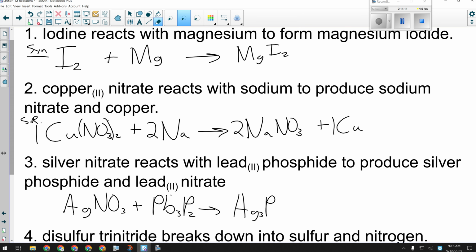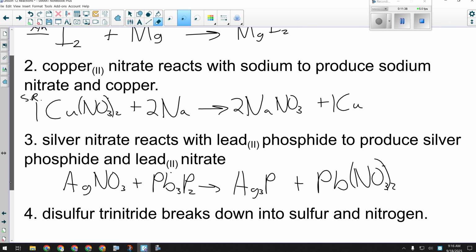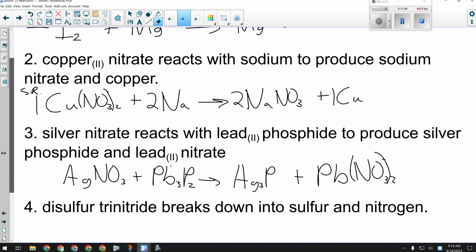And lead(II) nitrate. So Pb, that's the 2+, nitrate's a 1-, brackets with a 2 outside, that takes care of that. On that one, you have to be on the ball. If you forget to drop and swap, from here it's going to go badly. You've got to always remember to drop and swap all your ionic compounds. What kind of reaction is that? Double replacement, all ionic compounds.